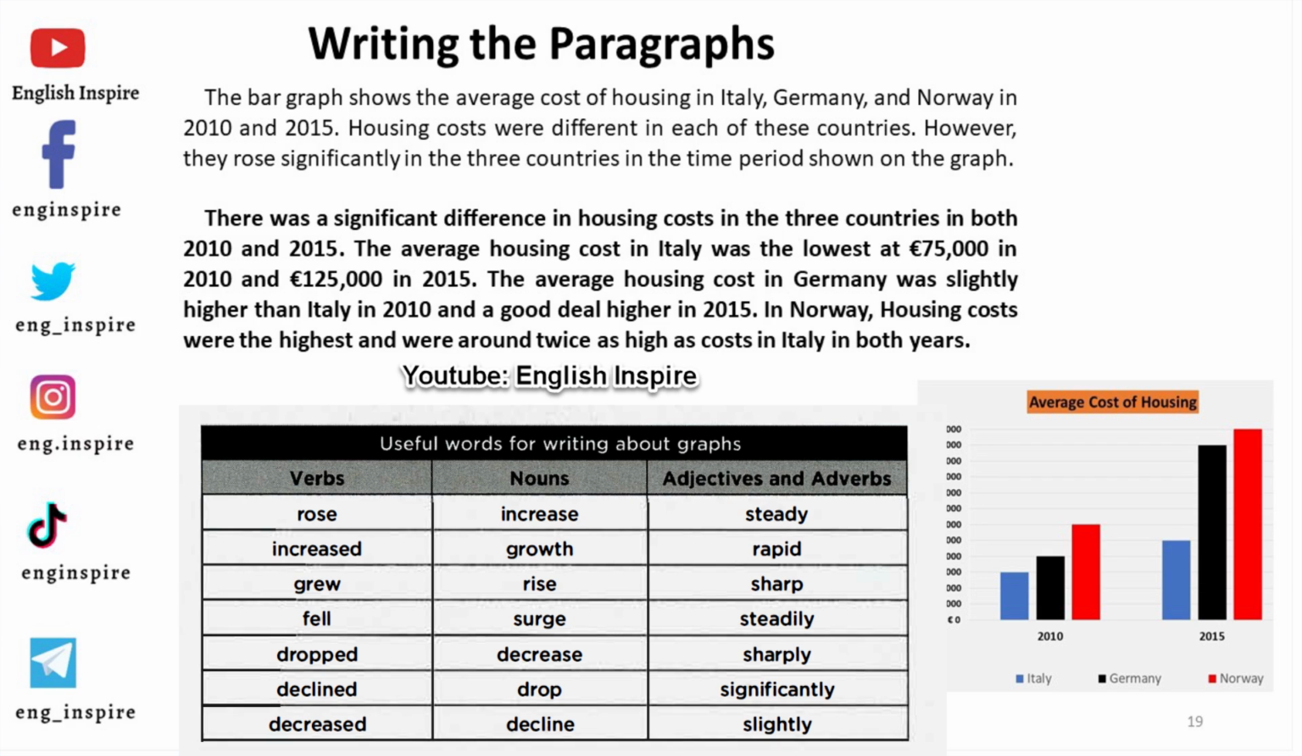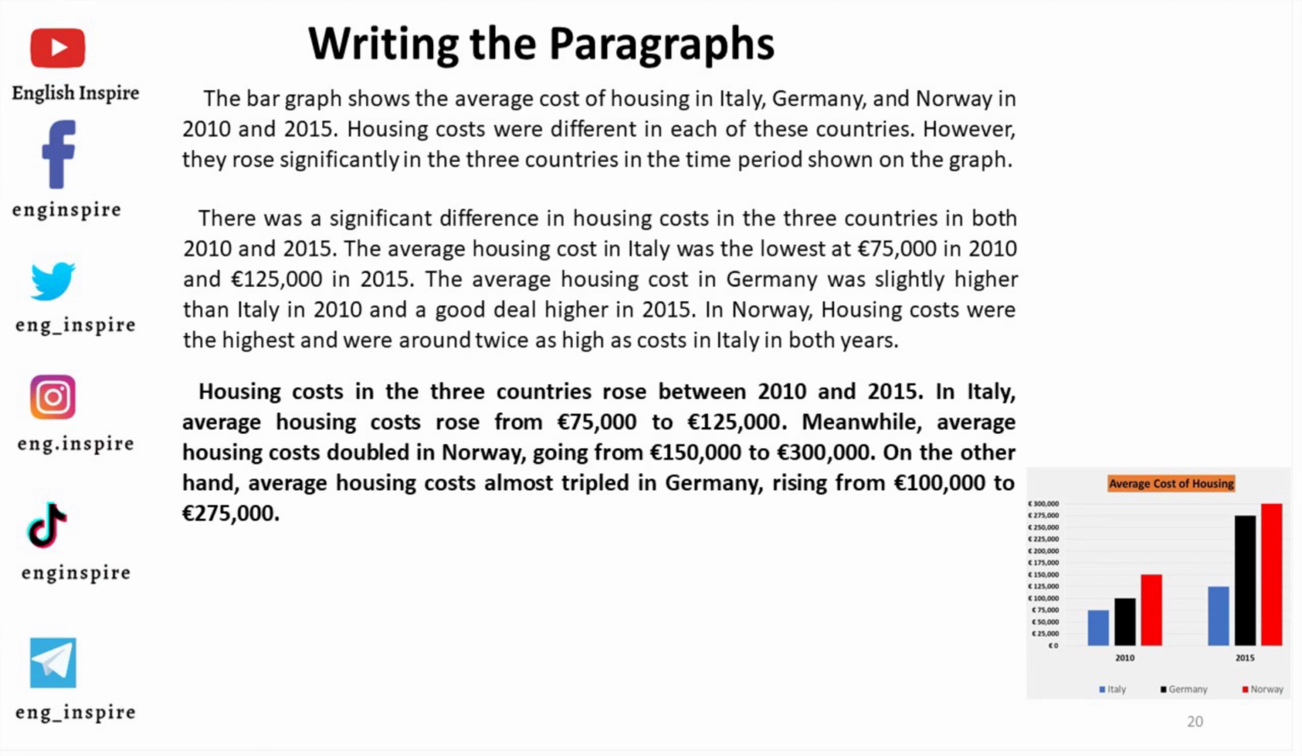After we finish writing the first paragraph, we can start writing the second paragraph using the same techniques we used to write paragraph 1. And the second paragraph can be written as: housing costs in the three countries rose between 2010 and 2015, and this can be the main idea of the second comparison. In Italy, average housing costs rose from 75,000 euros to 125,000 euros, and this corresponds to the first supporting detail in the second comparison.